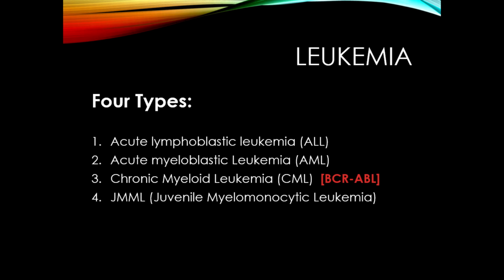There are 4 types of leukemias. In children, the acute lymphoblastic leukemia, the acute myeloblastic leukemia, and the chronic myeloid leukemia, which is a less common type associated with a fusion protein, namely BCR-ABL, which activates tyrosine kinase mutation. And the last type is the juvenile myelomonocytic leukemia, which is again rarely seen in children.